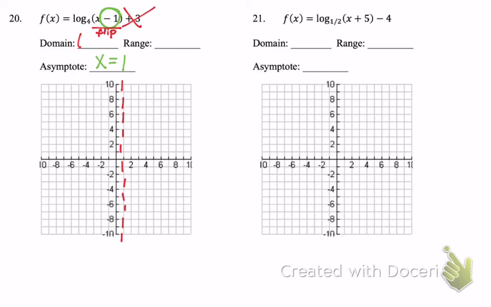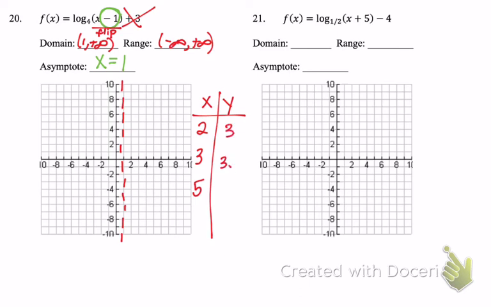And so my domain is from 1 to positive infinity. Range is negative infinity to positive infinity. And if you put this in your calculator, I'm going to try it at x equals 2, 3, and 5. Again, it doesn't really matter what you put in your calculator. I just chose 3 points.